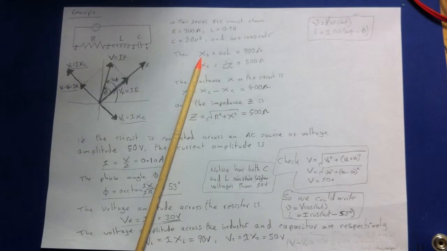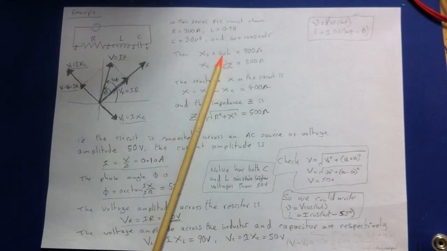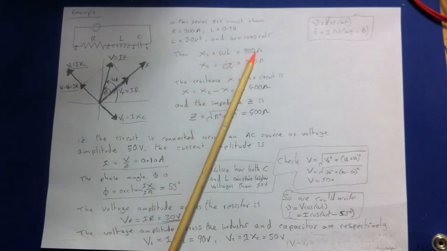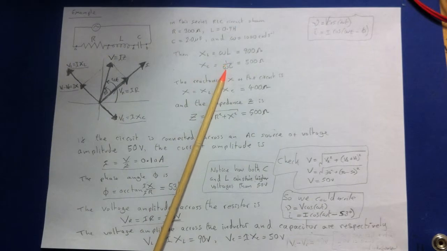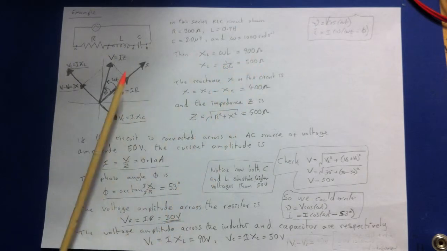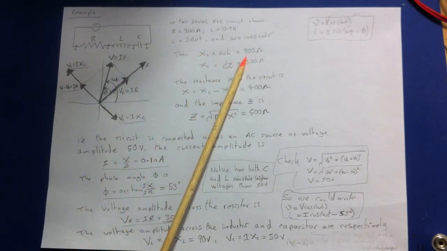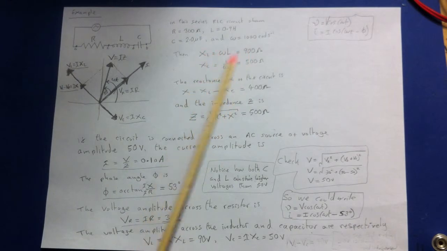We can work out the inductive reactance because we know that's ωL, so that comes to 900 ohms if we plug those values in. And the capacitive reactance is 1 over ωC, and that comes to 500 ohms. So you can see already from this that the voltage will drop mostly across the inductor because that's got a higher reactance than the capacitance.